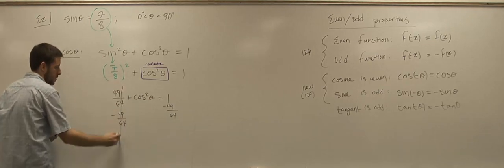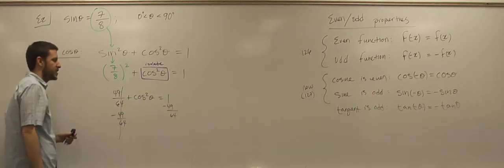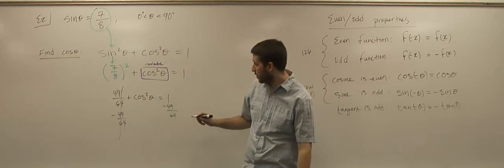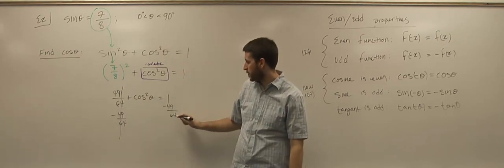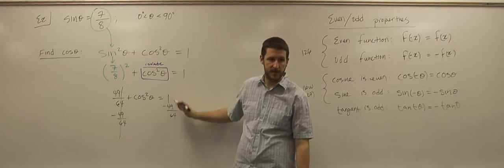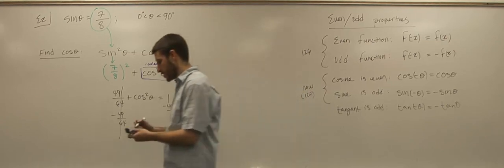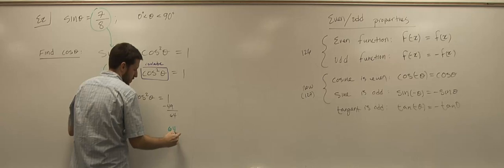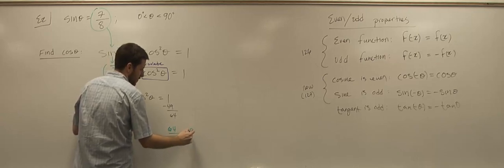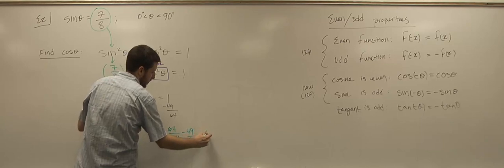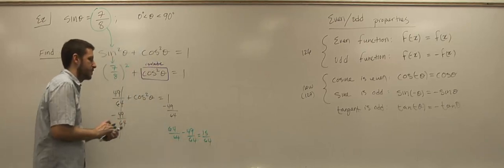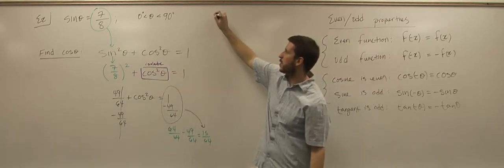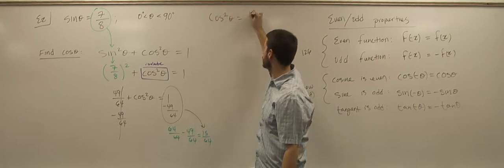This goes to 0. What's 1 minus 49 over 64? Positive 15 over 64, I believe. So we have to get a common denominator here, if nothing else, right? If you're not sure what's going on here, you think of this as 64 over 64, and subtract 49 over 64, and that gives you 15 over 64. So when you do this subtraction, you get this. Which means I know cos squared theta equals 15 over 64.